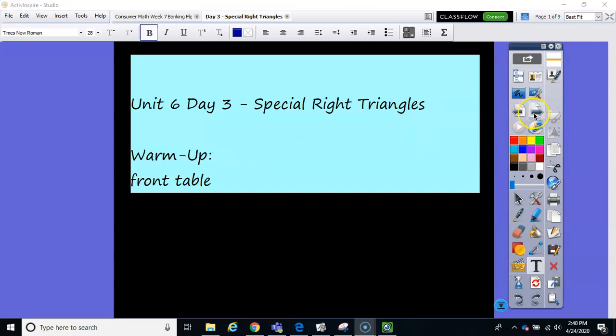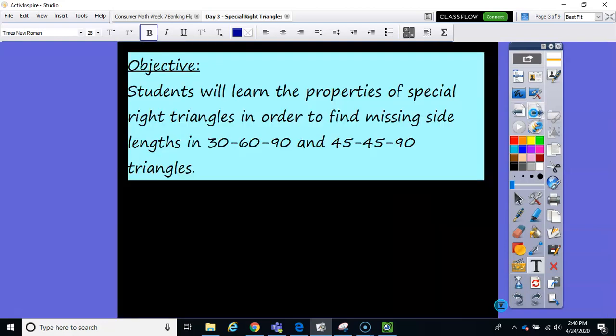As you know, with them being right triangles, that means they have a 90-degree angle. And I'll explain in a few minutes what makes them special. So our objective today is students will learn the properties of special right triangles in order to find missing side lengths in 30, 60, 90 triangles and 45, 45, 90 triangles.